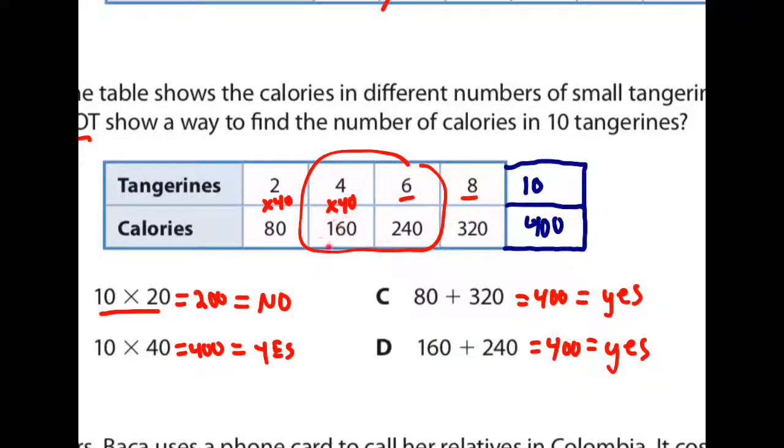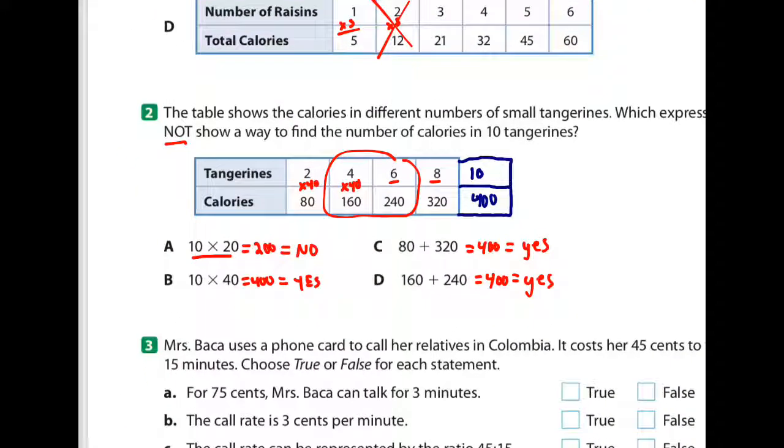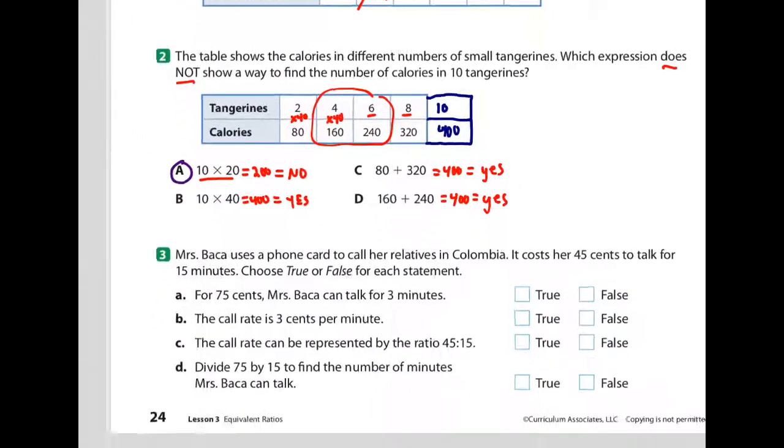Well, 160 plus 240 is 400 calories. That makes sense to me. So the correct answer for this one is A. That's the one that will not find the calories. All right, remember, you can pause this video at any time to make corrections. The point is you got to learn from your mistakes.